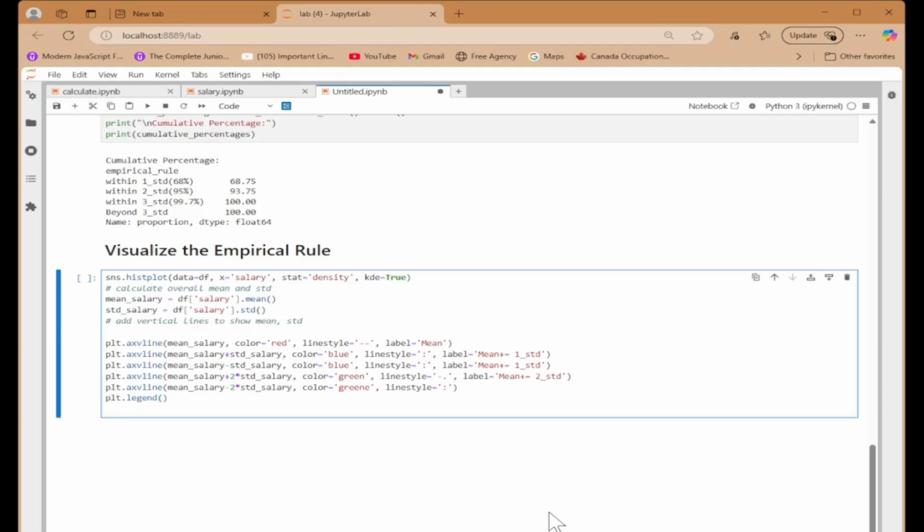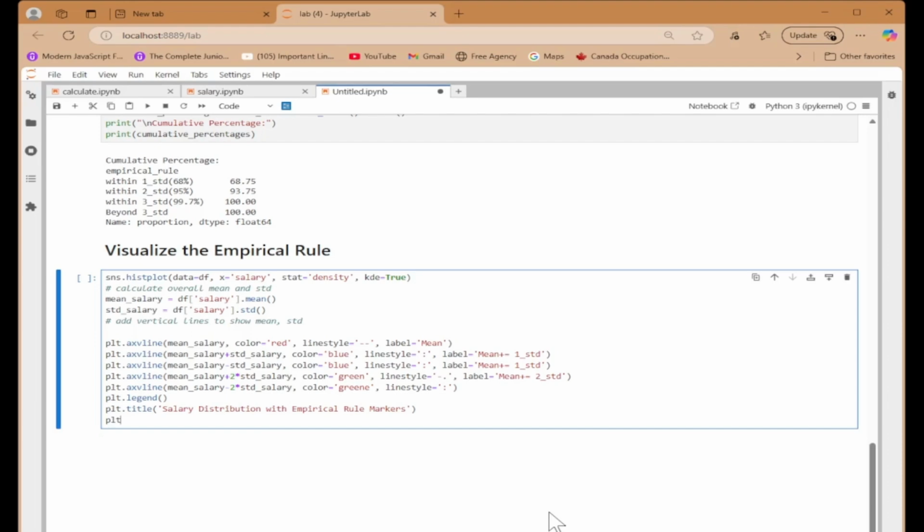Now let's give the title as well, plt.title. What will the title be? Salary distribution with empirical rule markers. We have those markers. Remember, green line, red line, blue line. That is the title. Now plt.show. If there are no typos, we should be able to see the plot.